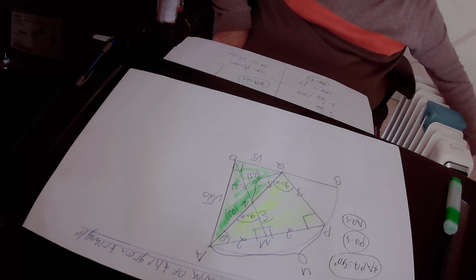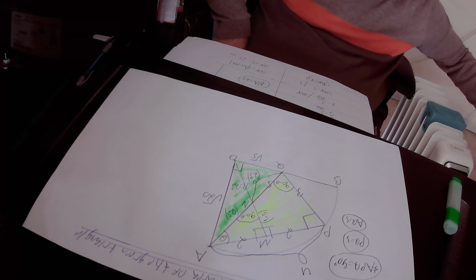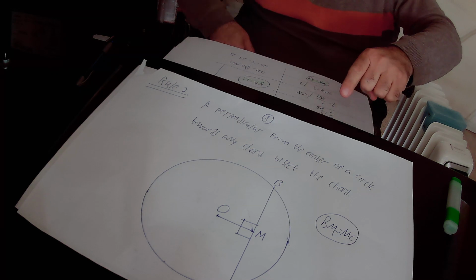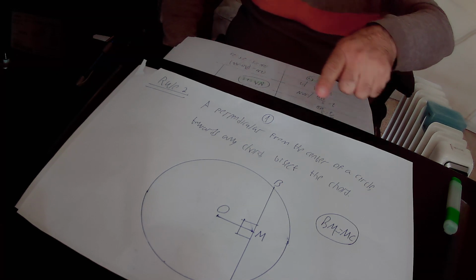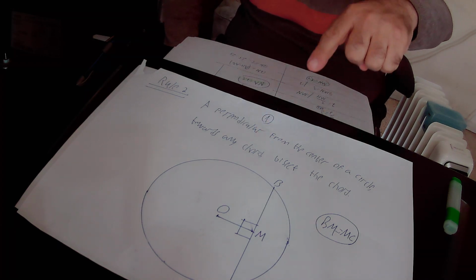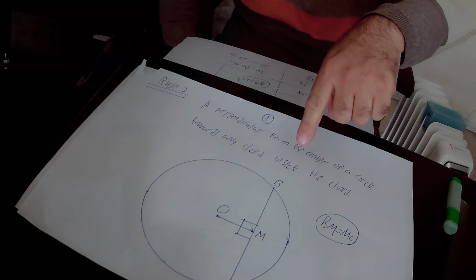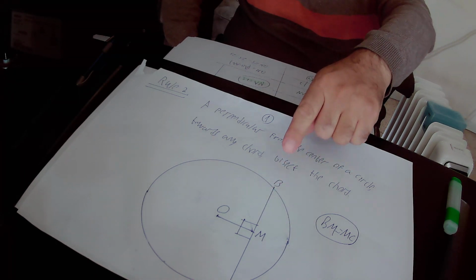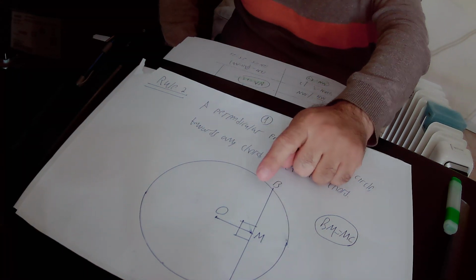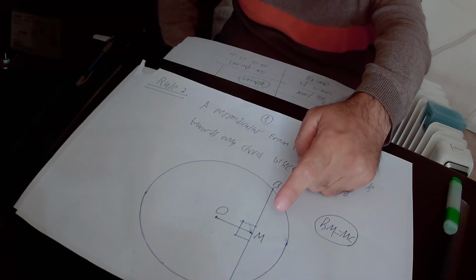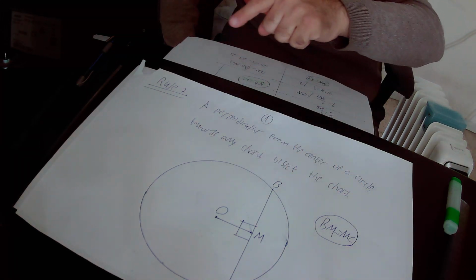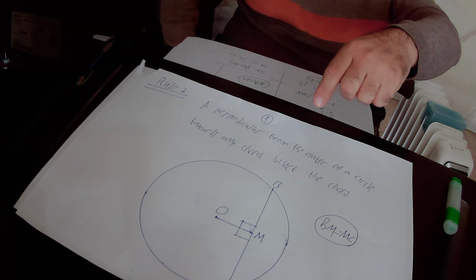Repeat again on rule number 2. A perpendicular from the center of a circle towards any chord bisects the chord. Point O is the center of the circle. From point O, we drew a perpendicular on chord BC. So this angle equals 90 degrees, and this angle equals 90 degrees according to our construction. We define the touching point of the perpendicular from point O and BC as M. So the perpendicular OM, according to rule number 2, bisects chord BC.